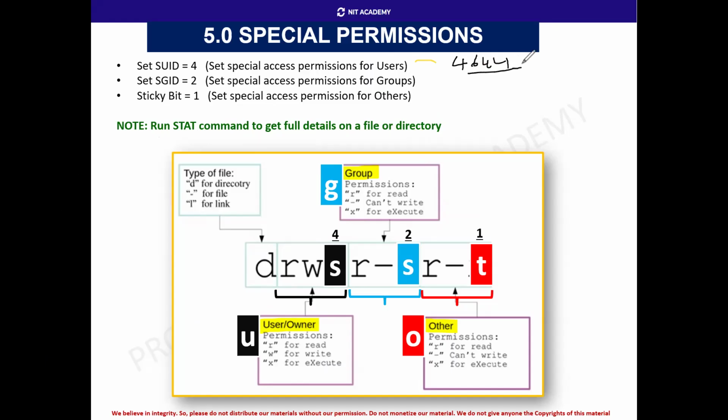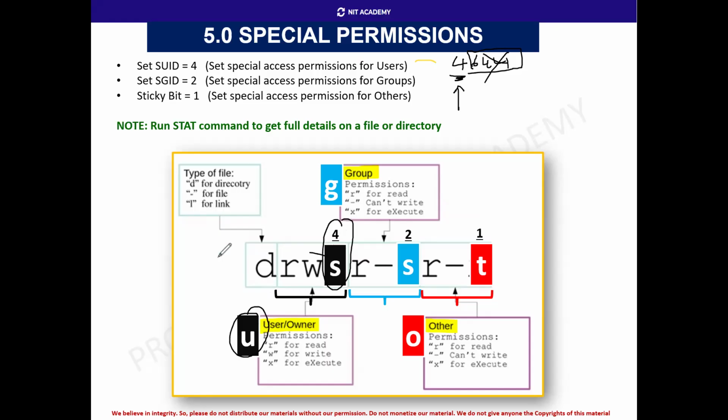Now this part you already know. So don't worry about this part. You know how these file permissions are working. You are focused on the 4. 4 is something that's impacting only the user. 4 is impacting the user.